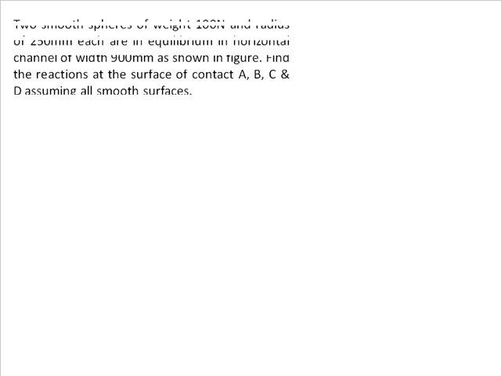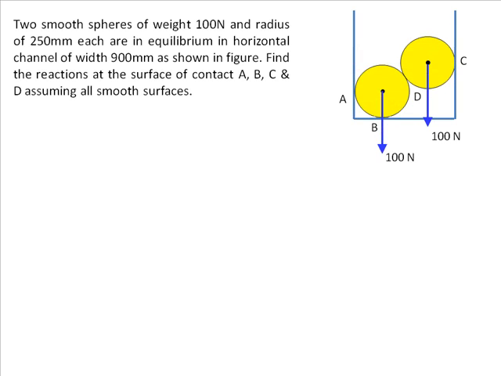Let's look at the last problem. It says two smooth spheres of weight 100 Newton and radius 250 mm each are in equilibrium in a horizontal channel of width 900 mm as shown in the figure. Find the reactions at the surfaces of contact A, B, C and D. Assume all smooth surfaces. Whatever the problem, the steps are the same. Draw the free body, for all the bodies. There are two cylinders. For each of these cylinders, I have drawn the free body like before. See the weight, the reaction.